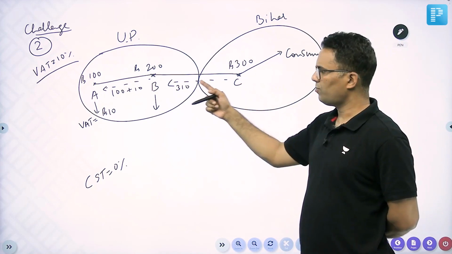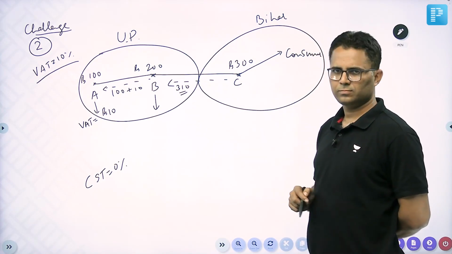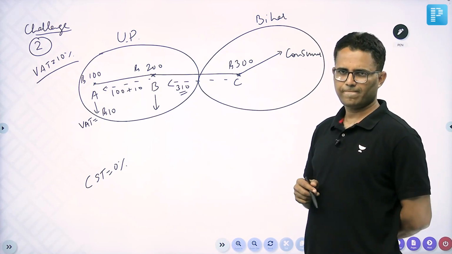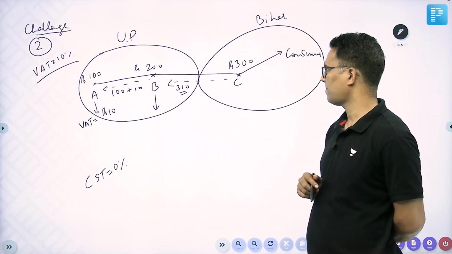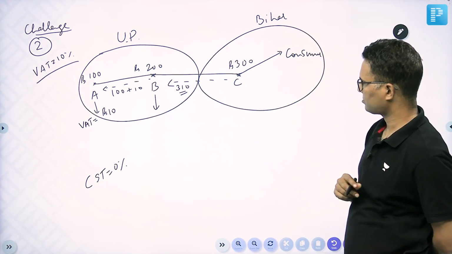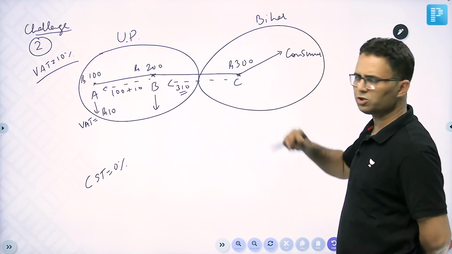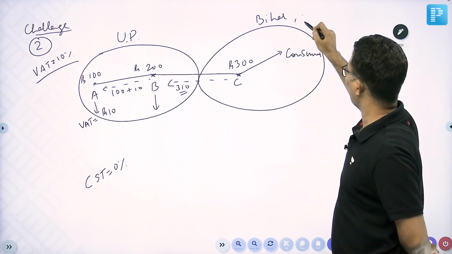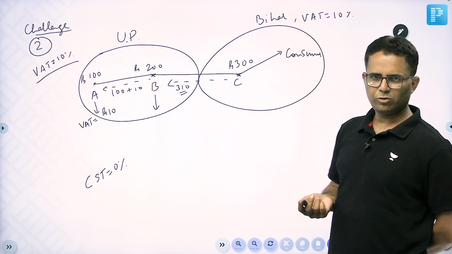C has already paid B how much for the purchase of inputs? 310. For his work, C wants 300. And he has already paid 310. So C will prepare a bill. Now when C will be selling to the consumer, VAT will be applicable. Let's say in Bihar, the VAT rate is again 10%.